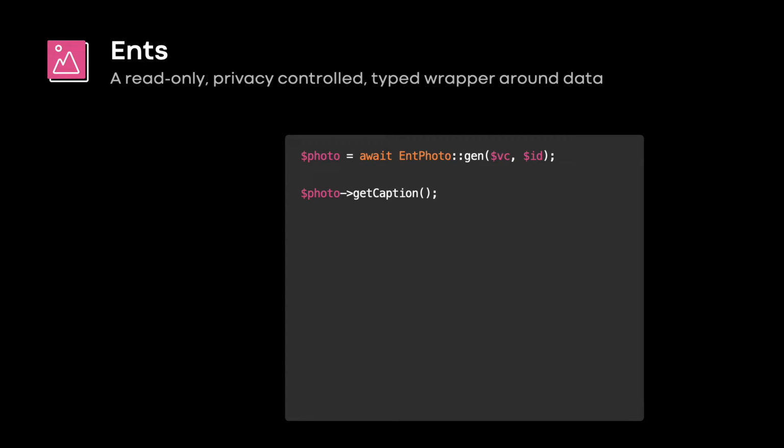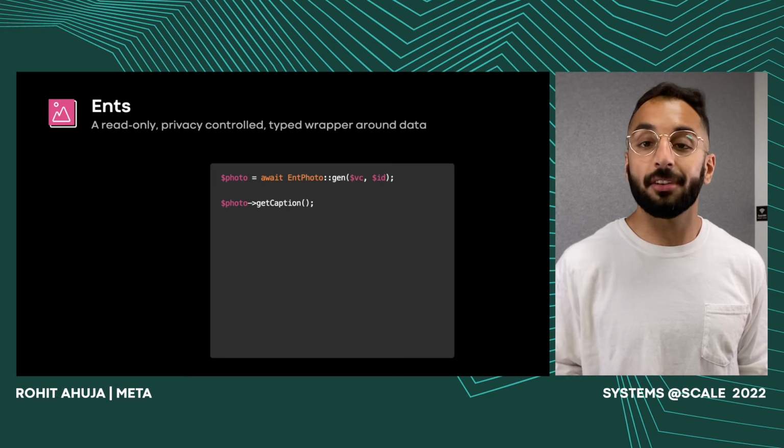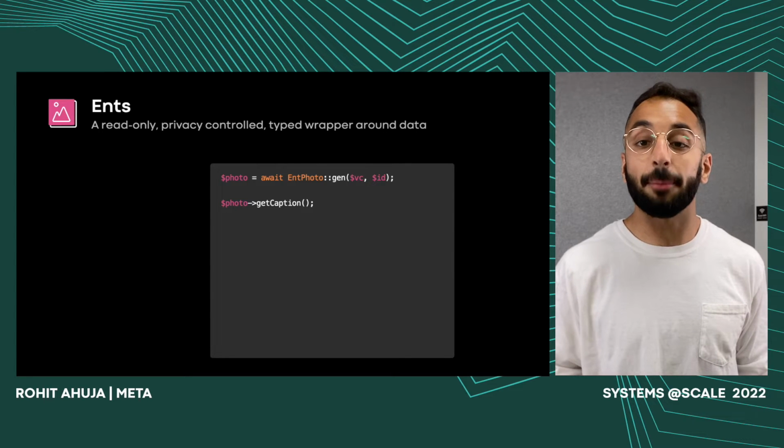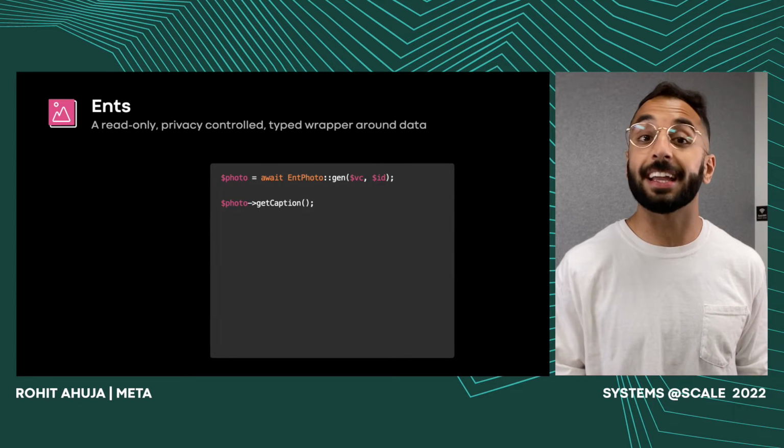An Ent is a read-only, privacy-controlled, strongly typed wrapper around data. This is the object in our ORM. In this code, we're loading a photo from storage. Every load that happens through the Ent framework will ask for 2 pieces of information: a viewer context, which represents a user, and the ID of the object that you're loading. You don't get back some dictionary of data as you would from a data store like MySQL. You get an Ent object that you can call typed methods on, like getCaption.